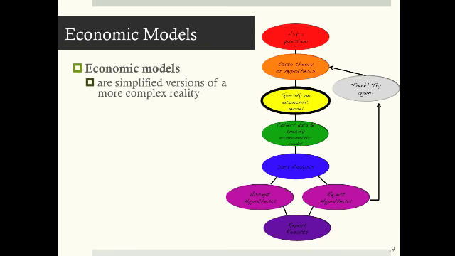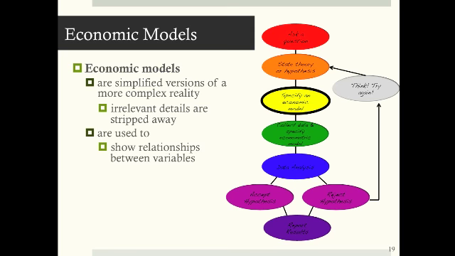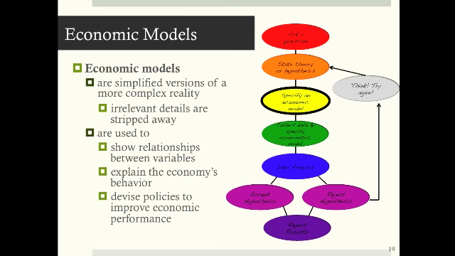So we know that economists like to approach these questions by using the scientific method, thinking like a scientist. And at the heart of this is specifying that economic model. But what exactly is an economic model? An economic model is a simplified version of a more complex reality. In other words, irrelevant details are totally stripped away. And economic models are used to show relationships between variables, explain the economy's behavior, and devise policies to improve economic performance.